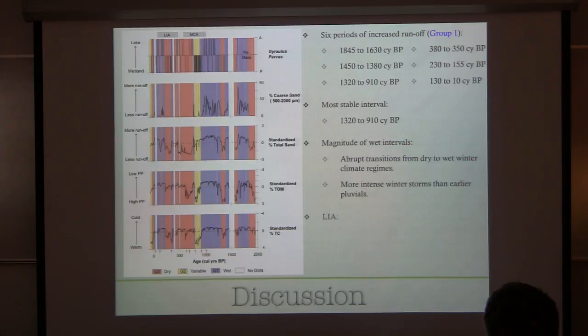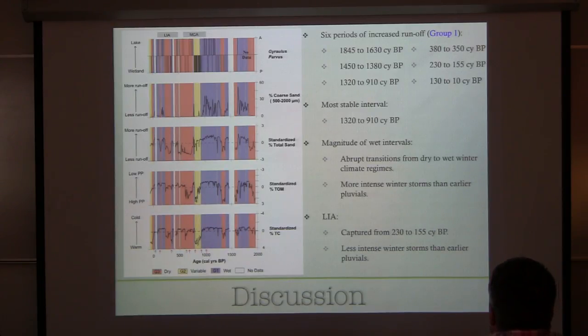Now if we focus in on the Little Ice Age, the gray up here shows you the time span according to the IPCC, which is the Intergovernmental Panel on Climate Change. And they say that the Little Ice Age is about 100 to 500 calendar years BP. If we look at this time span, we see that we captured the Little Ice Age from 230 to 155 calendar years BP, so right in this region here. But we notice that it's actually not the most wet period in our entire record, which is kind of unexpected. The earlier pluvials are much more wet than the Little Ice Age at our site.